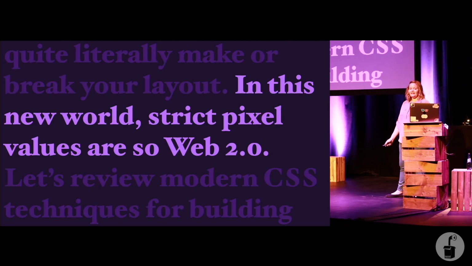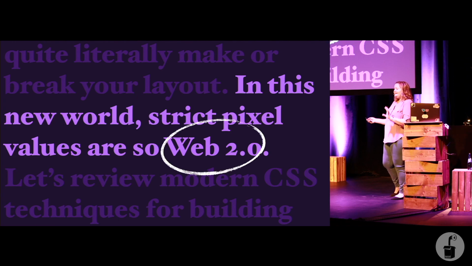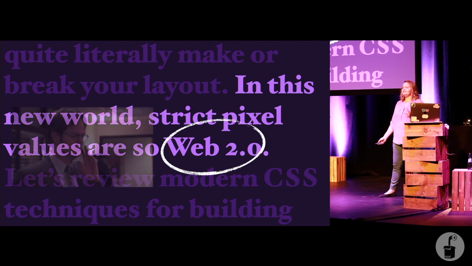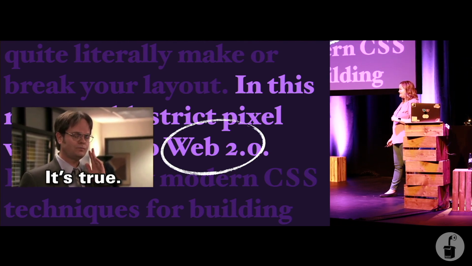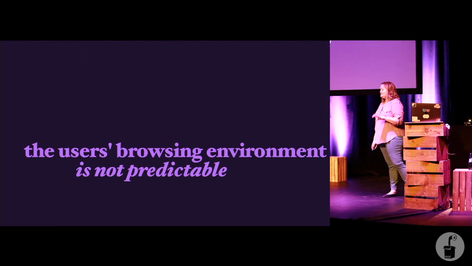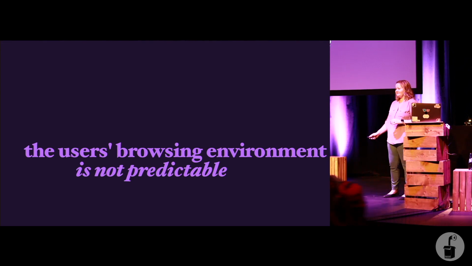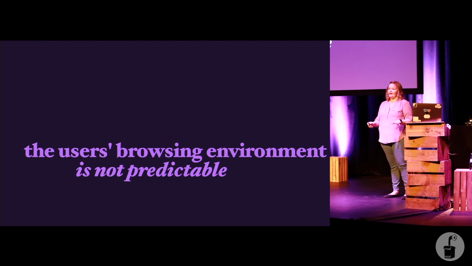All right. So in my talk description, I made this somewhat bold claim. And I kind of feel like I should apologize for using this kind of loaded term, Web 2.0, right? But at the same time, it's true that moving away from the pixel as the standard web unit is long overdue. My dearest colleagues, the user's browsing environment is not predictable. Tell other developers, and for goodness sake, tell your designers. Now, today we're going to learn how to coexist with that unpredictability.